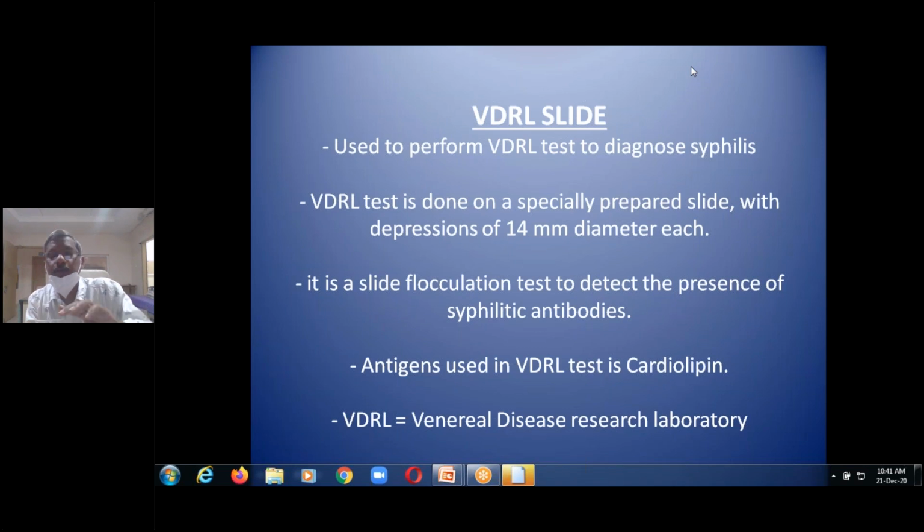This second spotter is the VDRL slide. It is useful for the diagnosis of the antibodies of syphilis. This is a slide specifically used for diagnosis of antibodies of Treponema pallidum. We have to detect Treponema pallidum syphilis antibodies.